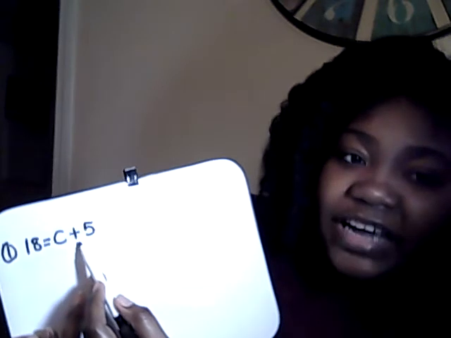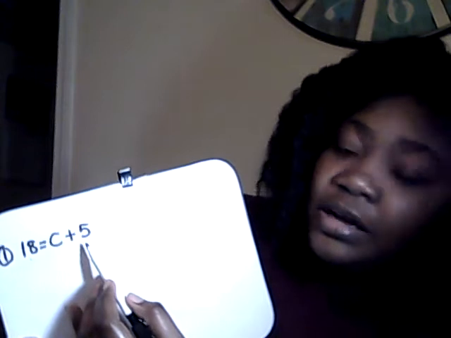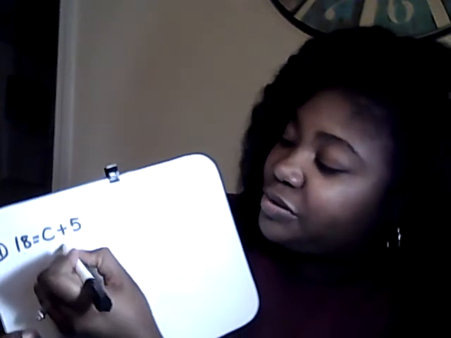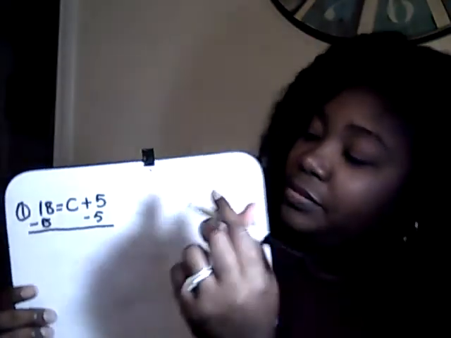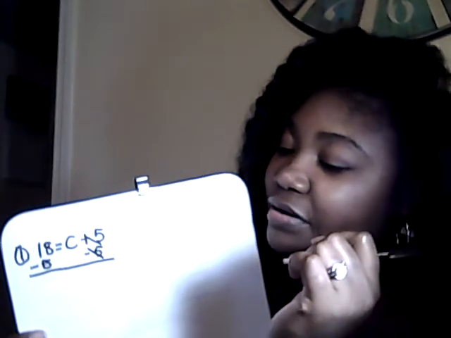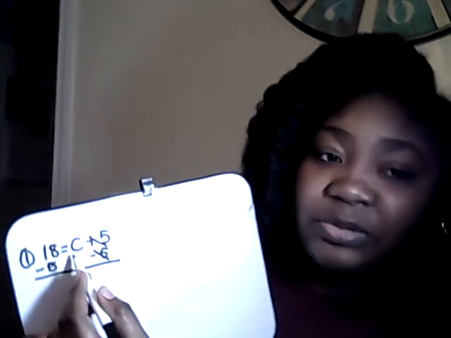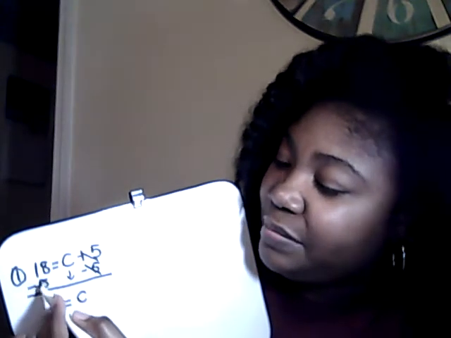So I have a positive 5, but I want to take it to the other side. But in order for me to take it to the other side, I have to do the opposite sign. So it's positive 5 now. I have to subtract that 5 and take it over to the other side. Whenever you're taking something over to the other side, you always have to change the sign. Okay? Now, I'm going to cancel out my negative 5 and 5, and all I'm left with, I'm just going to bring it down. So I'm left with this, and then my C is going to be on this side now, and then 18 minus 5 is 13.